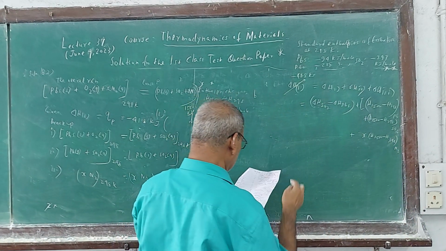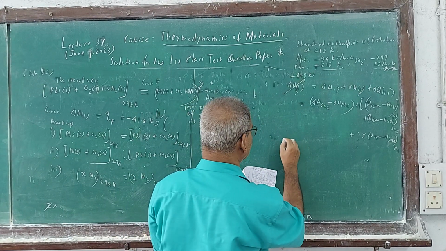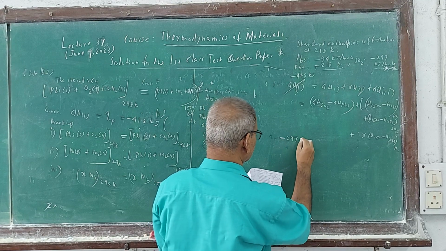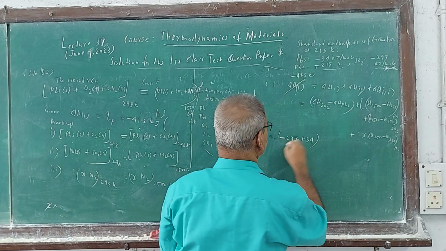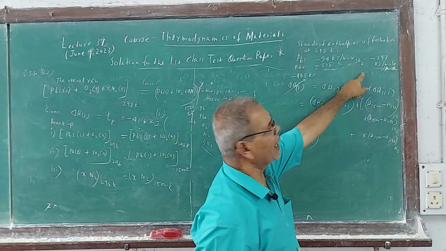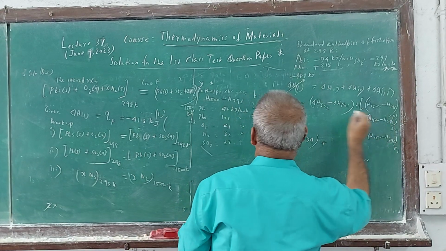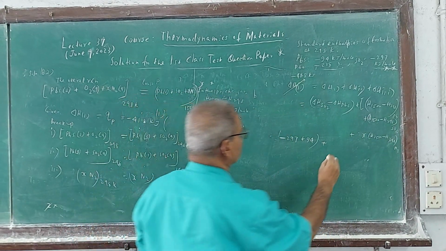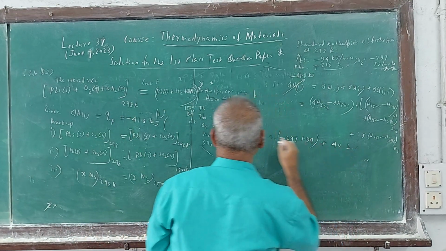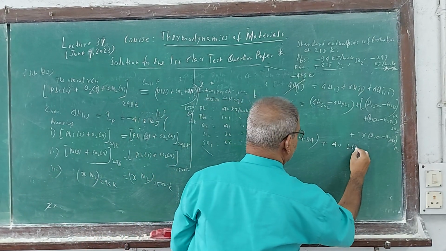I'm writing very quickly. Follow with me. Minus 297. You check if I make any mistakes, plus 94. Plus H, first term: lead, how much? 40. Oh, it's over. The second is what? Sulfur dioxide. Where is it? Here, 62. What is the last term?